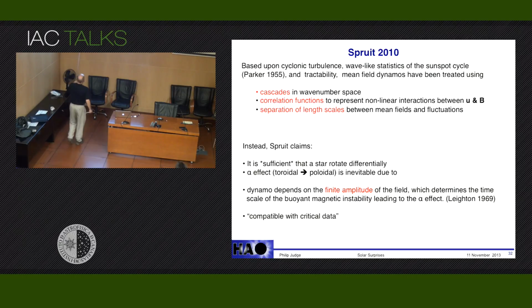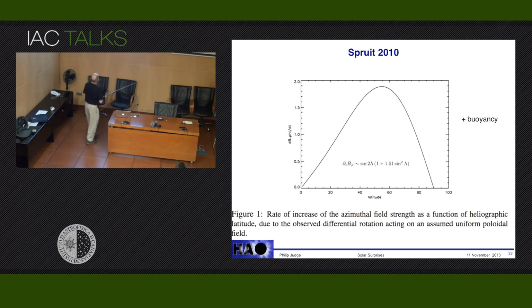And on that basis, he says it much more clearly than I just did: the dynamo depends on the finite amplitude of the field, which determines the time scale of buoyant magnetic instability, leading to the alpha effect. And this is, in fact, compatible with critical data. Remember, I started talking about critical data. Well, this is one of his main plots here. What this shows is sort of the inverse of that stretching time I argued about earlier, as a function of latitude.